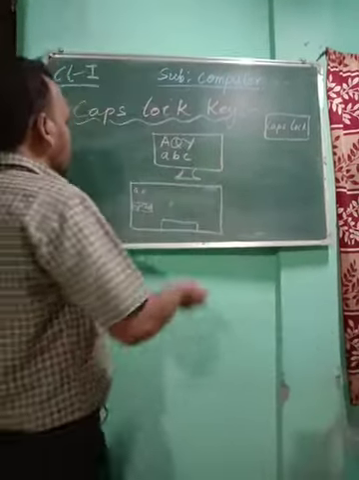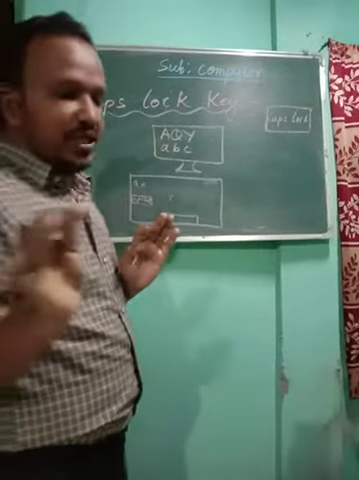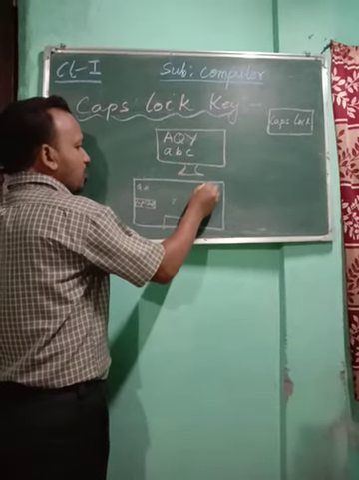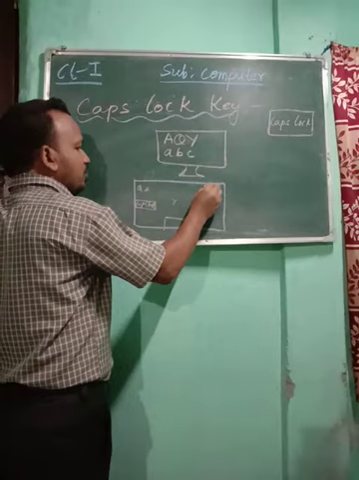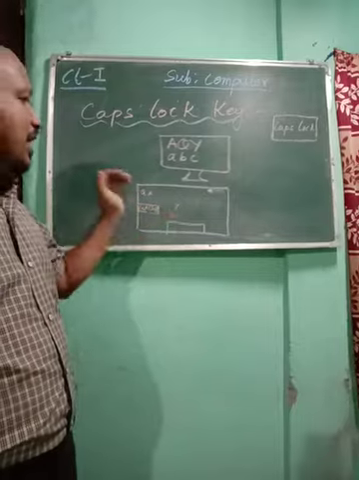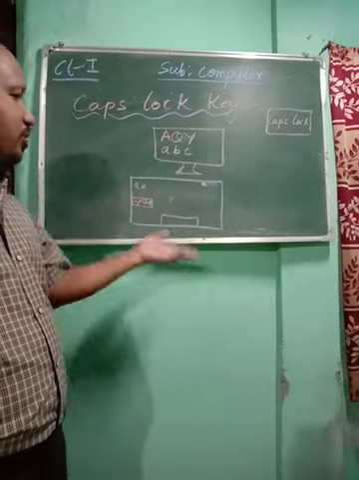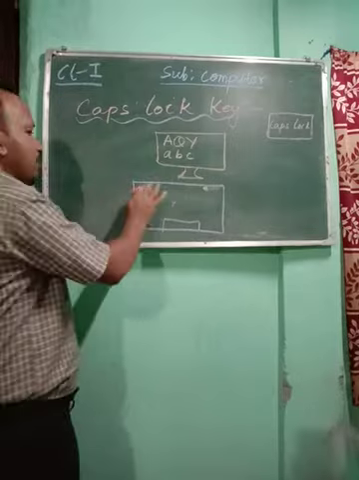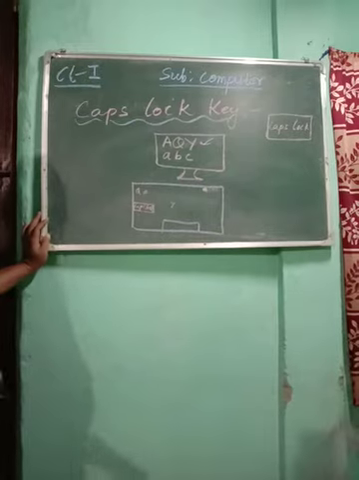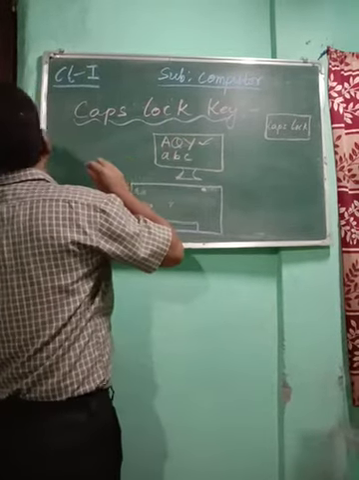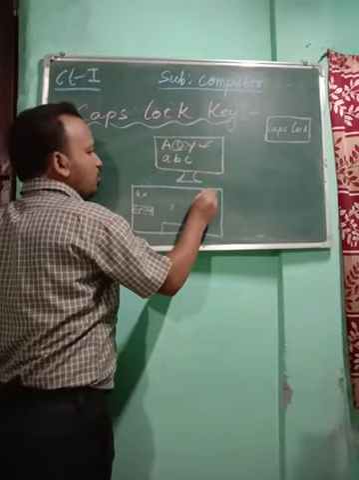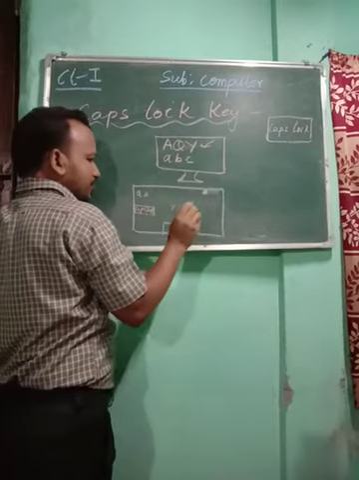Again I am saying, children, if you want to write a capital letter, what you have to do? You will press the cap lock key. When you press the cap lock key, you will see a small light will glow. When the light is on, what does it mean? It means now you can type capital letters, your keyboard is ready. When you type, it will come in capital letters. So when you press the cap lock key, that light will glow, and at that time you can type capital letters.